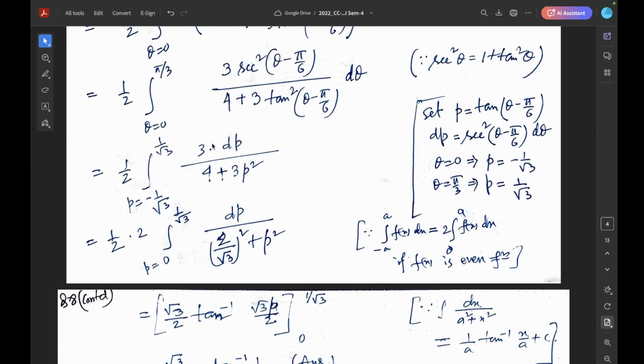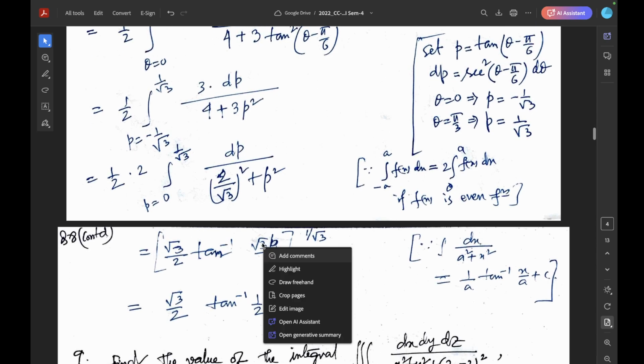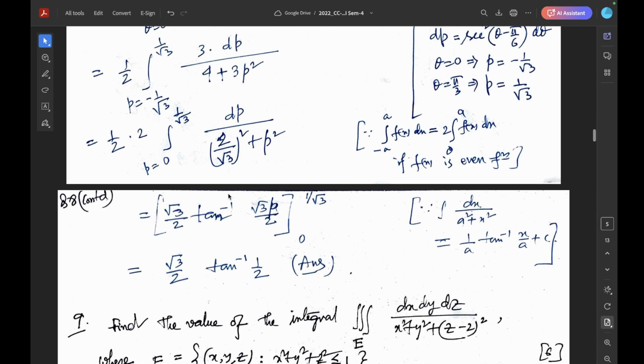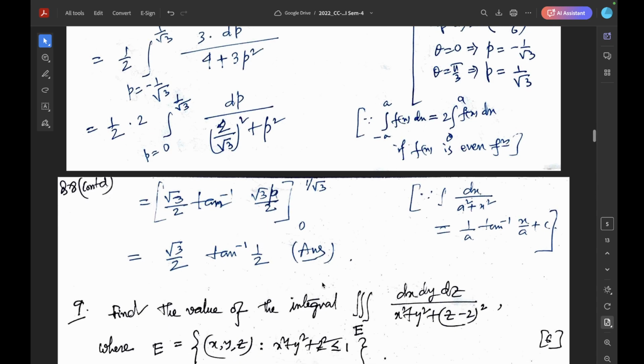Now this 3 by (4 plus 3p square) is an even function. So 2 into the integration with limit 0 to 1 by root 3, and dividing by 3, so 4 by 3, which you can write as (2 by root 3) whole square. So from the 2 canceling, we get root 3 by 2 tan inverse (root 3 p by 2), because we know the integration of dx by (a square plus x square) equals 1 by a tan inverse (x by a) plus c. So tan inverse of x is p, and a is 2 by root 3, so we get root 3 by 2 tan inverse half, and this is the answer.